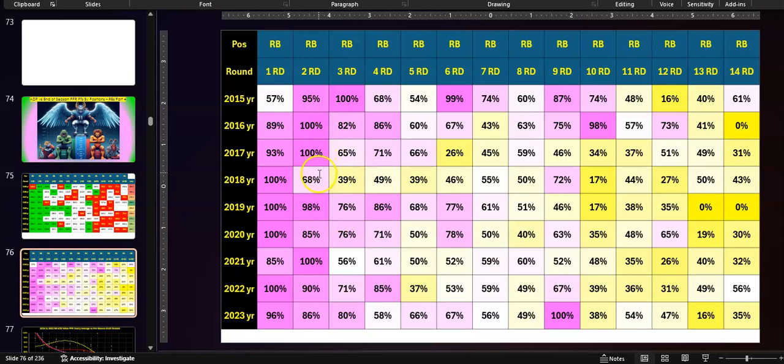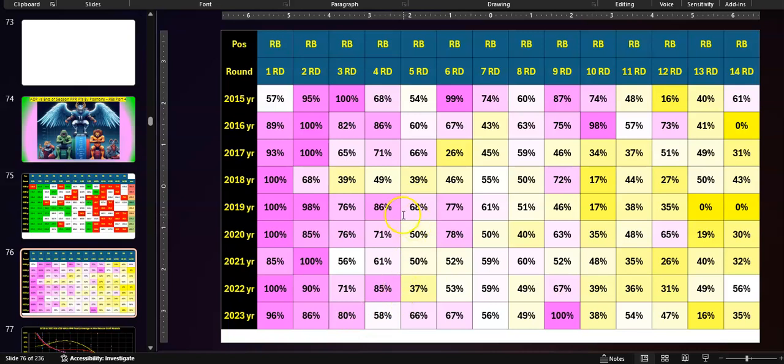Round 2, we can look. 2018 was a disaster for round 2 pickers here, and so forth. Round 3, we were at 80%. And you're thinking, oh, that's pretty good. Folks, that's not pretty good. That's the third best it's been in 9 years. So that was starting to be outstanding.